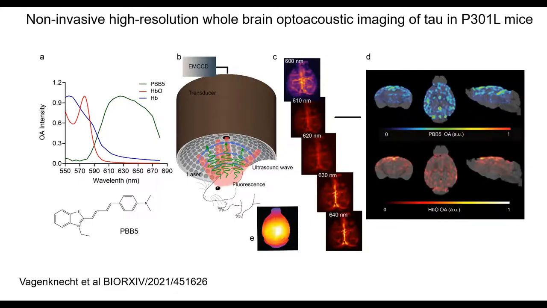Similar to the pipeline shown previously, here we use a similar one that enables simultaneous detection of epifluorescence and the photoacoustic signal. The device gives you a field of view of 15 by 15 by 15 millimeters, with a resolution of about 130 micron. After image acquisition, we perform a reconstruction and unmixing for the hemoglobin and PBB5 channels, and we co-register the data with MRI.